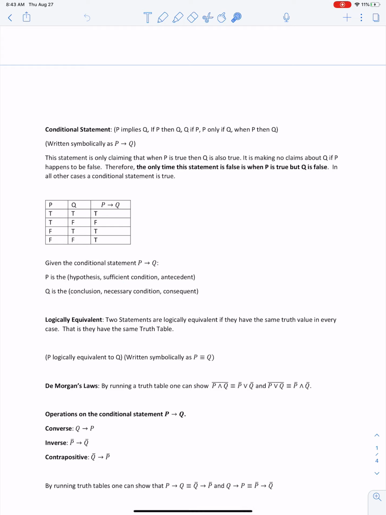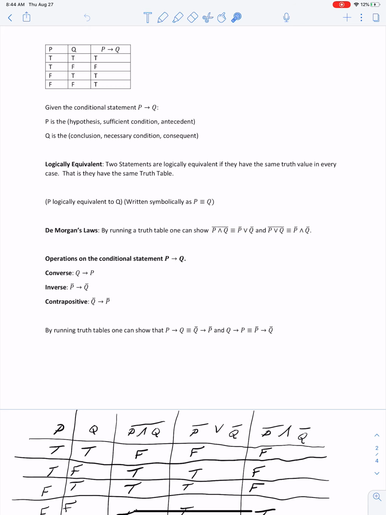And last time in class, I mentioned De Morgan's laws, which is a way to pass the negation inside of a conjunction or a disjunction. And we actually ran a truth table to show this claim right here, I believe, that the negation of P and Q is logically equivalent to the negation of P or the negation of Q.